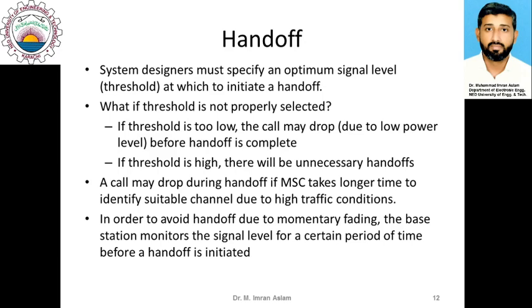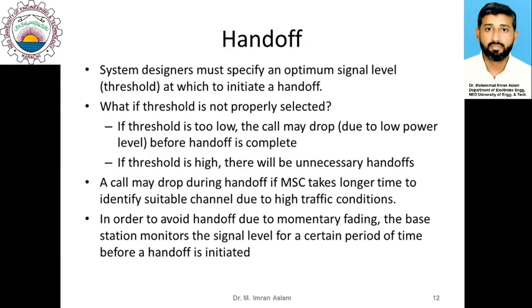It is very important to properly choose a threshold. If the threshold is not properly selected, there will be a problem in the system. For example, if the threshold is too low, the base stations and mobile switching center would not get sufficient time to transfer the call from one base station to the other. In that case, the call may be dropped due to low power level before the handoff is completed. So it can be problematic if we choose a very low threshold.